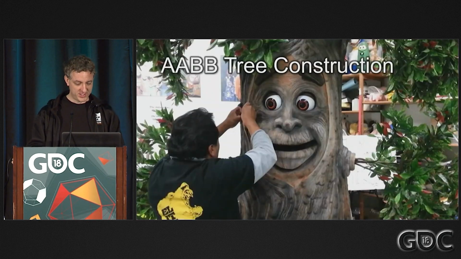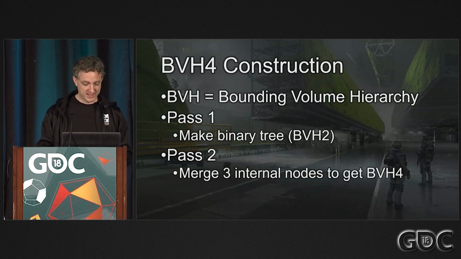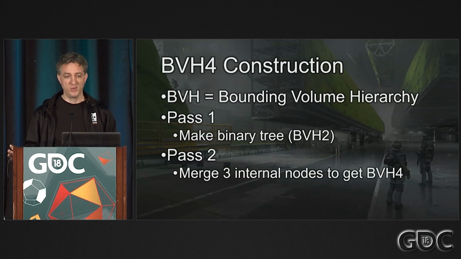So how do we build our trees? Well, BVH, bounding volume hierarchy again, we basically do it in 2 passes. One pass, you make a binary tree because that's easier. And the second pass, you throw away 2/3 of the nodes to get a 4-way tree instead of a 2-way tree.